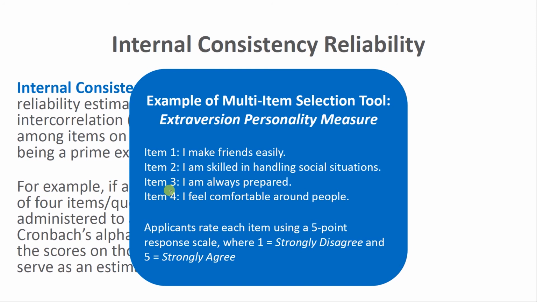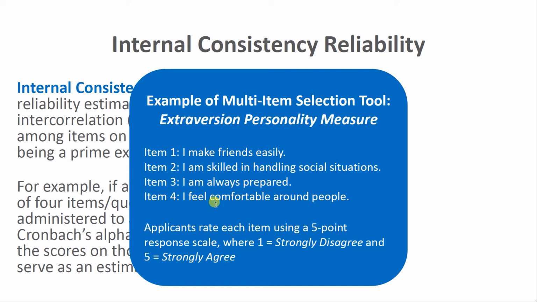Now, let's imagine that applicants are self-reporting this, so they go through and read each one of these items or questions and they say, I make friends easily, and they indicate whether they strongly disagree or strongly agree or somewhere in between. If they put strongly disagree, they'll get a score of 1. If they put strongly agree, meaning they strongly endorse this, they get a score of 5. If they put a score of 3, for example, let's say that means neither disagree nor agree, meaning they're kind of in the middle, okay?